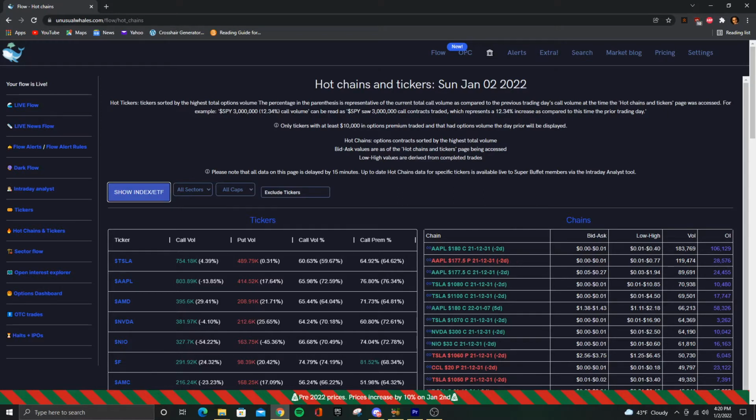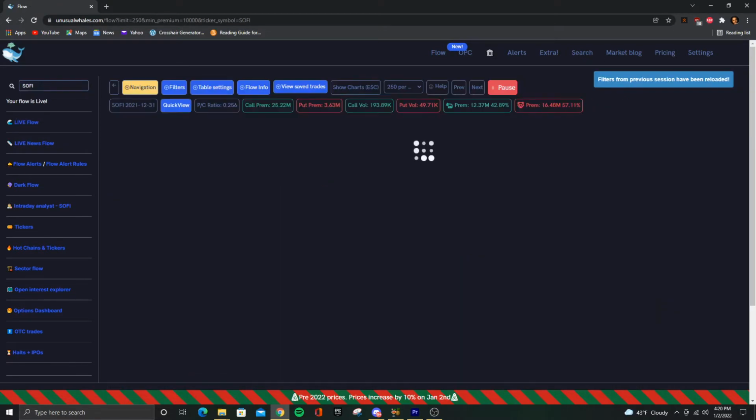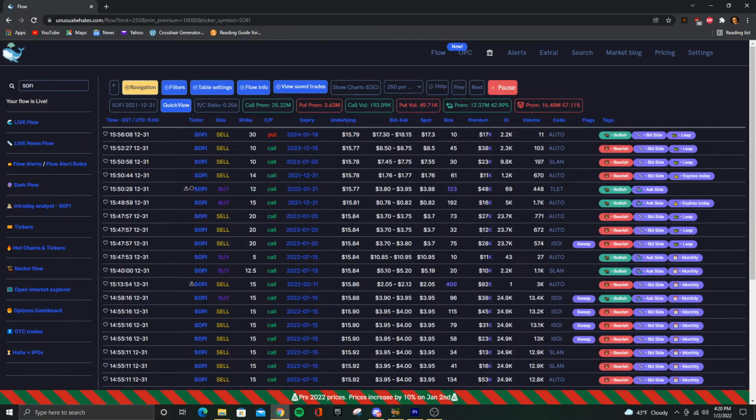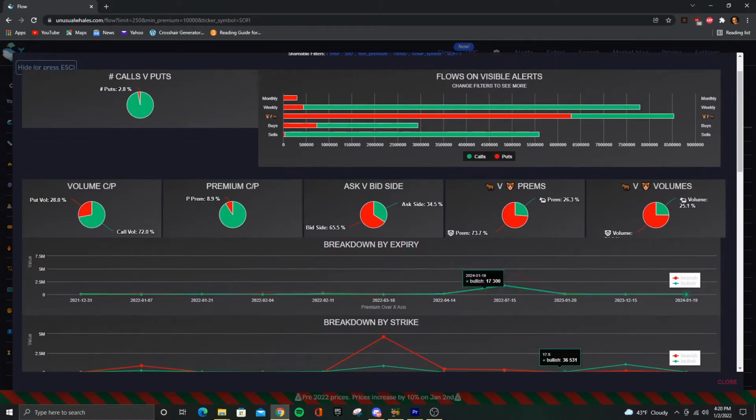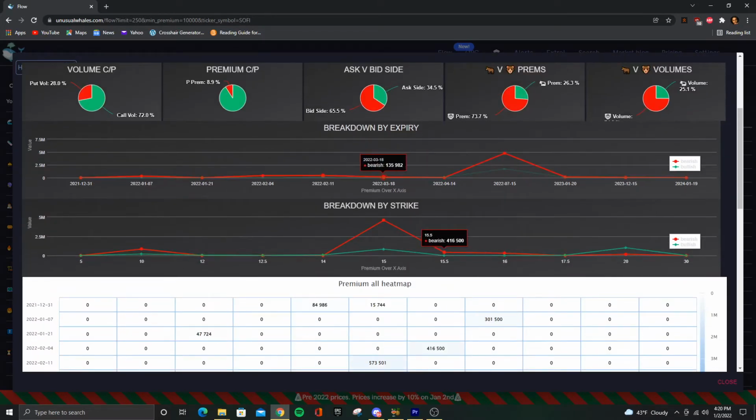So anyway, you have a bunch of different features here on the left. This is your live flow. I have SoFi plugged in. As you can see, a lot of different orders show up, but what I like to do is go over to show charts, and it gives you a lot of useful information. You have call put volume, premium call put volume, ask versus bid, premiums, bearish versus bullish premium, bullish versus bearish volume. You have the breakdown by expiration.